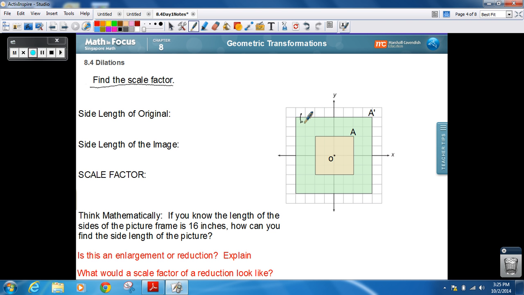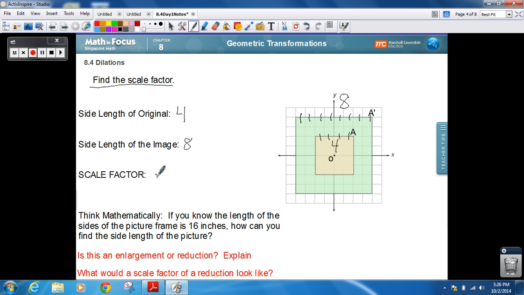So I'm going to do the top of each figure. That's 1, 2, 3, 4, 5, 6, 7, 8 across. And the original is 1, 2, 3, 4. I know this is the original because it just has A. A primed would be the image. So the side length of the original is 4. The side length of the image is 8.